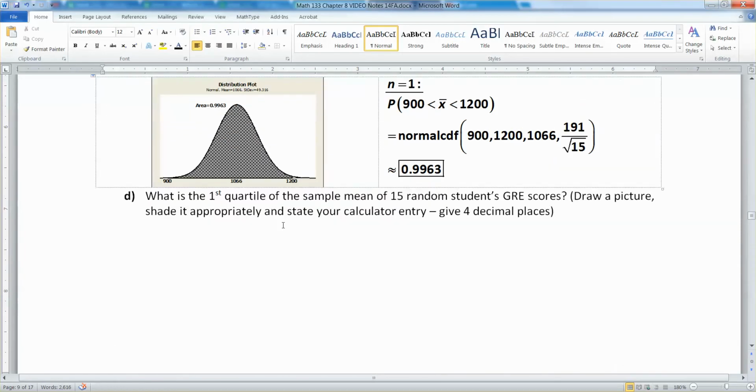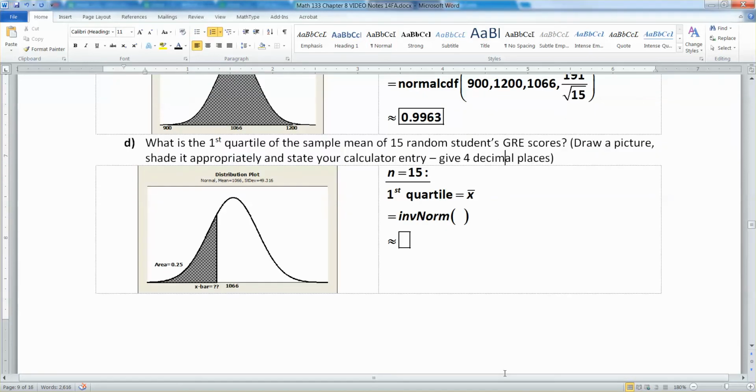All right, now let's find the first quartile. Now remember about your first quartile: it means that 25% is below you. So for example, on an exam, if you score in the first quartile, you're in the bottom quarter, which is not necessarily a good place to be. All right, so let me draw a picture of that.